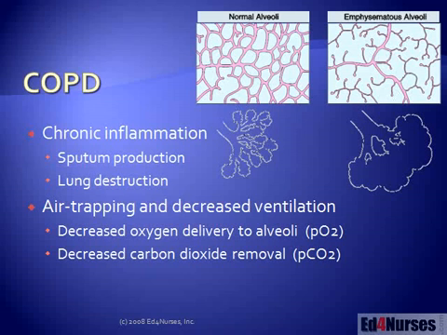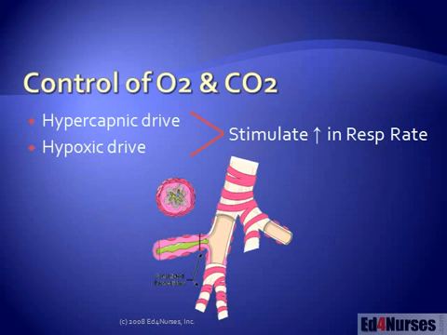So this air that's sitting out in these alveoli does not contain a lot of oxygen. Instead, it's starting to build up a lot of CO2. Now, because the vasculature is compressed, as we see in the picture at the top, we won't have very good gas exchange in that alveoli either. All of these things lead to decreased oxygen delivery to the alveolus and decreased carbon dioxide removal from the alveolus. Now, there's two things in the patient's body that are going to help to control our levels of oxygen and our level of CO2. It's called a hypercapnic drive and a hypoxic drive.